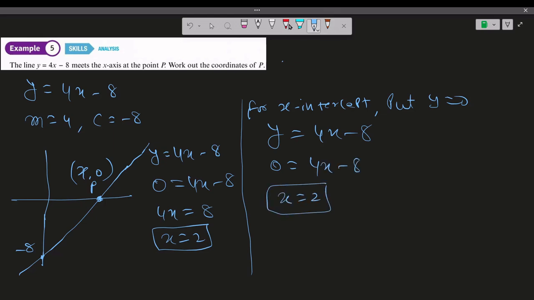What is the note point? Shortcut: for x-intercept we put y equals 0, and the other way, if you need to find y-intercept, you put x equals 0. So this was example 5.